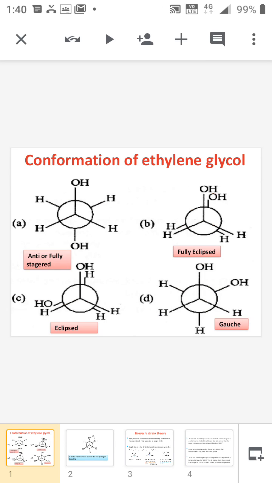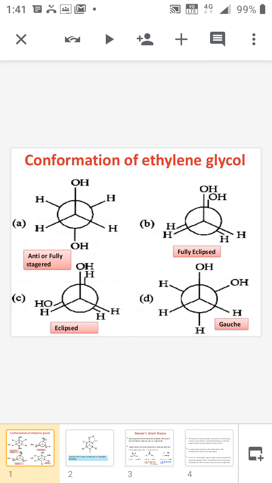First of all, we have to mention the molecular formula of ethylene glycol. The molecular formula is OH, CH2, CH2, OH. Then we wrote down the conformations of ethane. So there are four distinct conformations. First one is anti or fully staggered. Second one is fully eclipsed. The third one is eclipsed, and the fourth one is the gauche form.